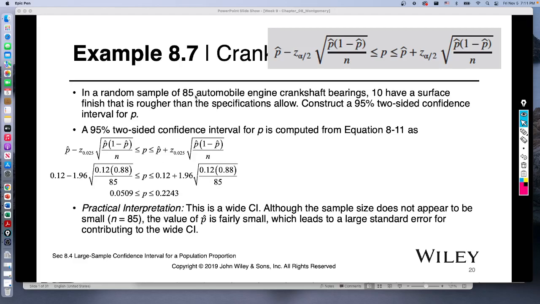So that doesn't help us a lot with just a sample of 85. We probably need a much larger sample, because a larger sample would help. The sample size does not appear to be small, though. The value of p hat is fairly small, which leads to a large standard error, contributing to the wide interval. So it's so wide mainly because the proportion is small.